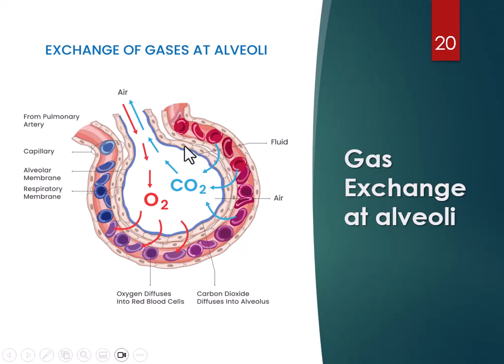Okay? You literally have one layer of cells around the alveoli and then one layer of cells around the capillary. And the oxygen and the CO2 diffuse through those two cells to the blood or to the air sac, depending on whether you're oxygen or CO2.